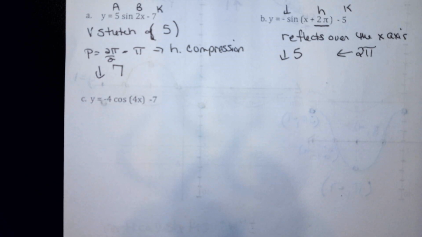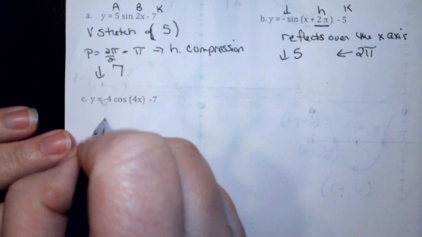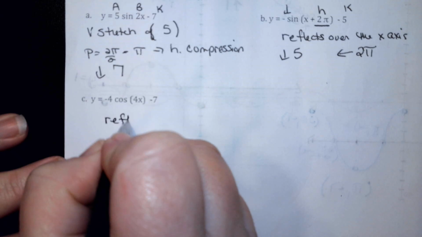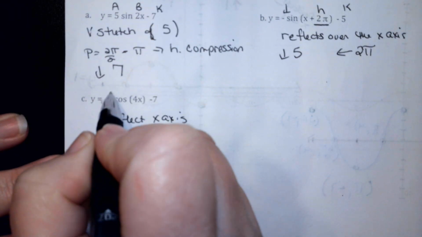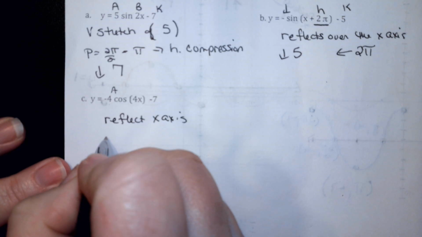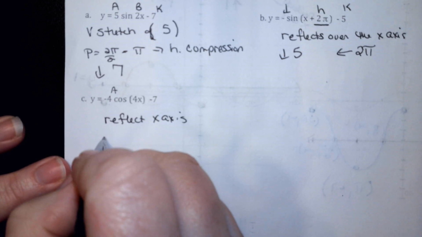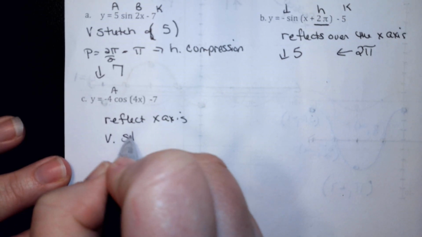All right, and finally, take about a minute and write down these real quick. So if you'll pause the video for about a minute. All right, let's see what you got. All right, the negative right there means it's going to reflect over our x-axis. All right, the A is our amplitude, so it's had a vertical stretch.